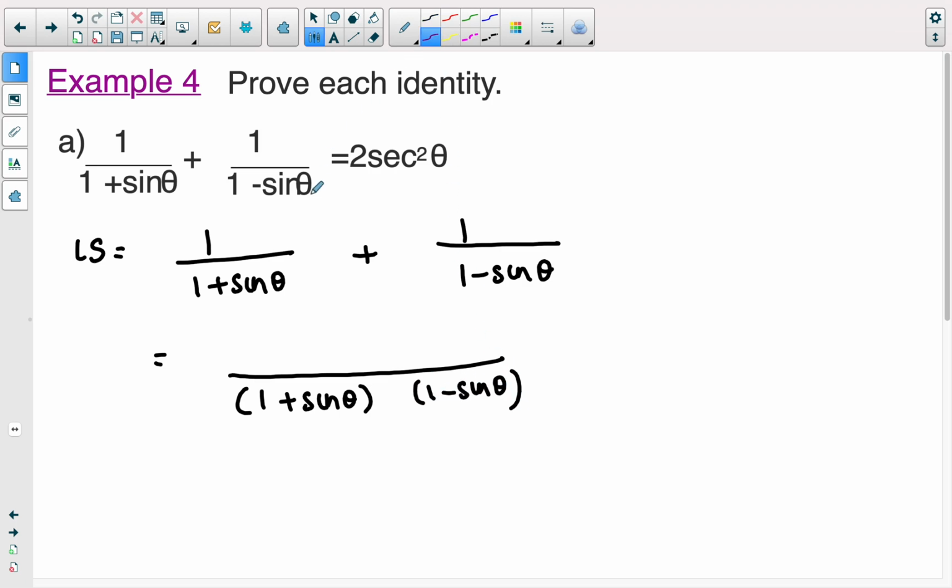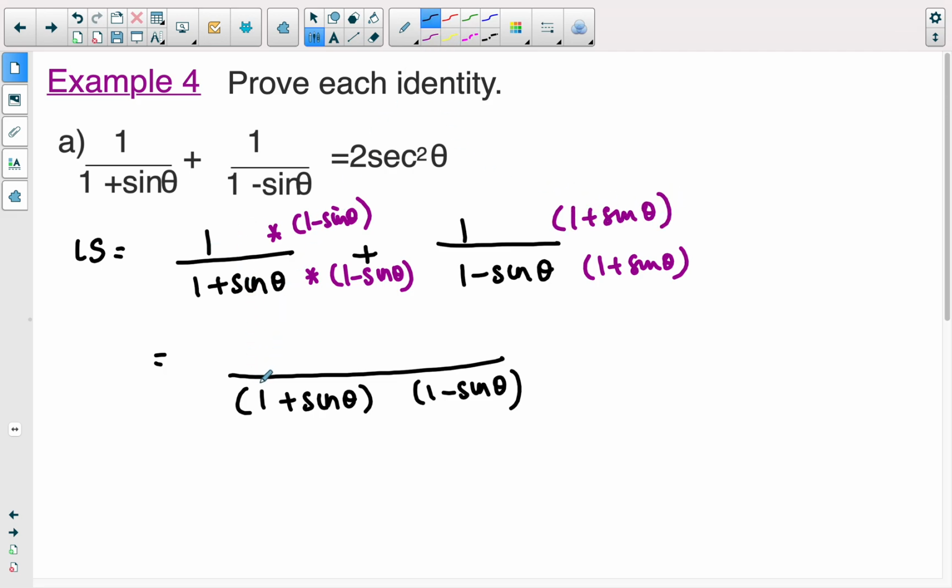And then we would multiply them. This would multiply with 1 minus sine theta, and this would multiply with 1 plus sine theta, just like you were adding fractions. Then you would have 1 times that is 1 minus sine theta, plus 1 times that is 1 plus sine theta.